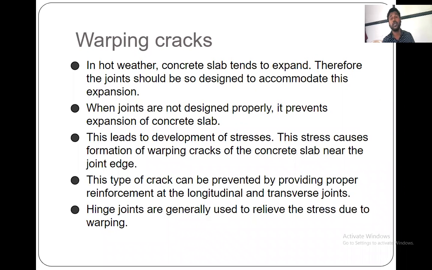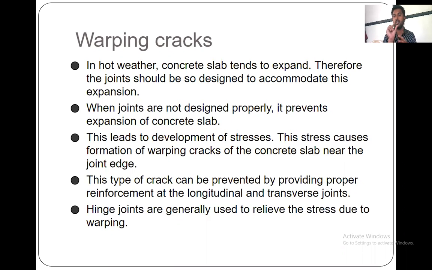Then the warping cracks. Warping cracks happen due to what? Due to temperature stresses. We have seen in the last lecture, or the last chapter, that warping cracks are produced due to temperature stresses. In hot weather, the concrete slab tends to expand. Therefore, the joints should be designed to accommodate this expansion. In a hot region, what will happen? The pavement will try to expand.